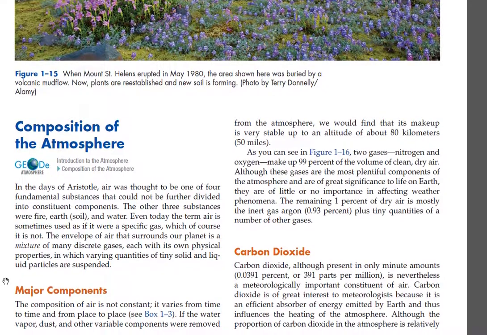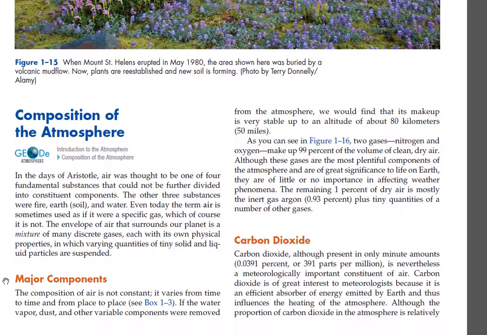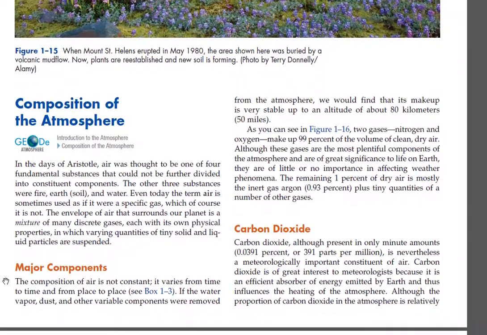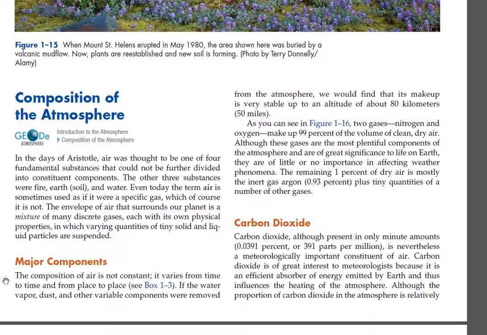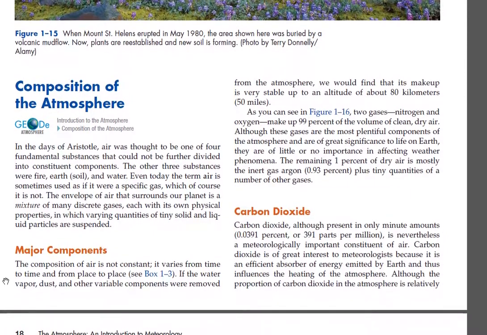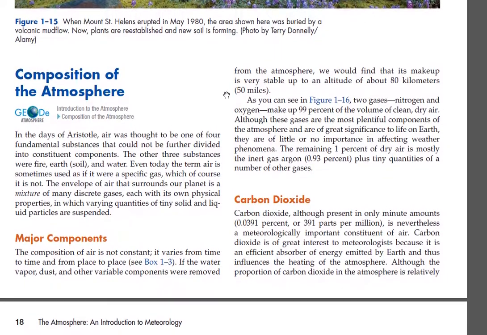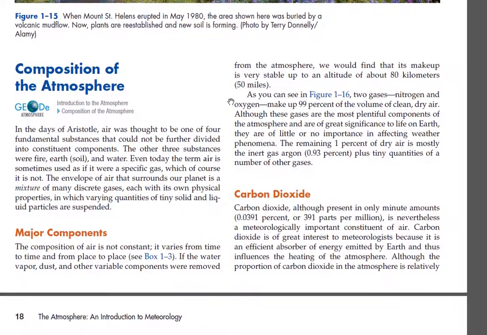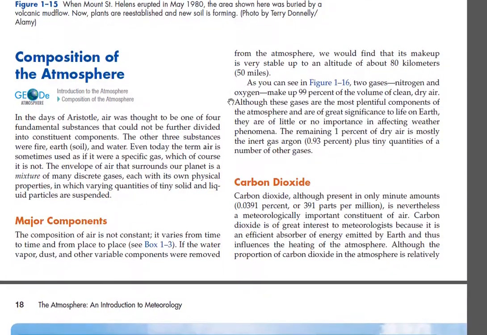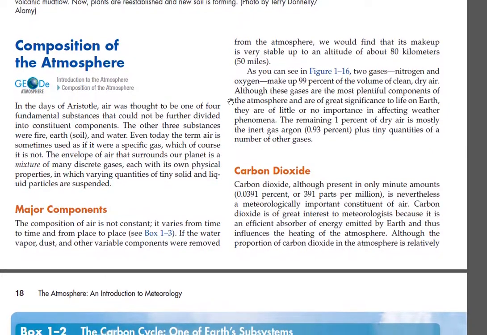Major components. The composition of air is not constant; it varies from time to time and from place to place, see Box 1.3. If the water vapor, dust, and other variable components were removed from the atmosphere, we would find that its makeup is very stable up to an altitude of about 80 kilometers, 50 miles. As you can see in Figure 1.16, two gases, nitrogen and oxygen, make up 99% of the volume of clean, dry air.